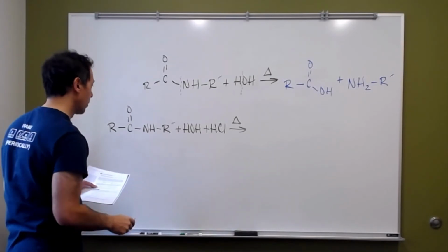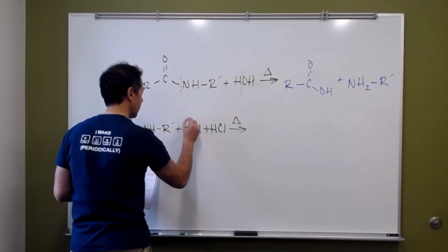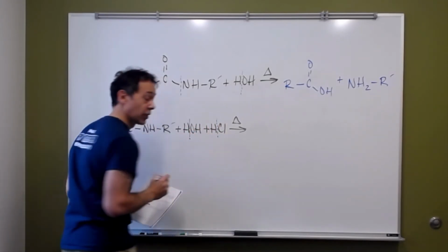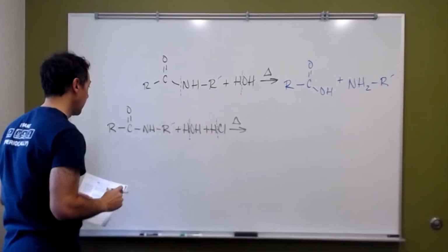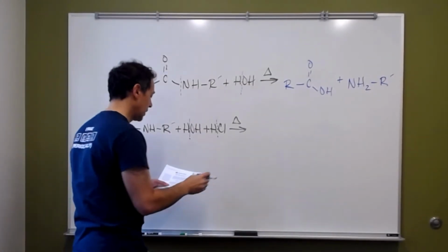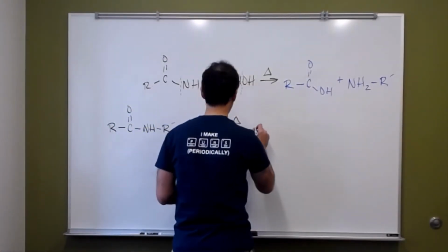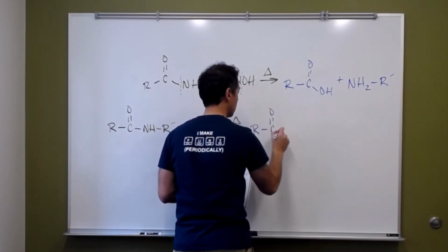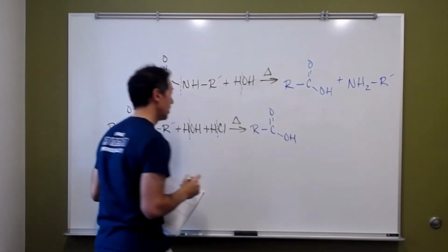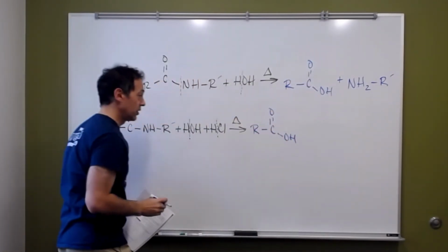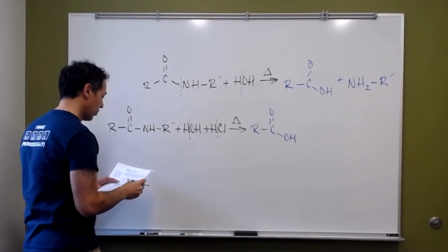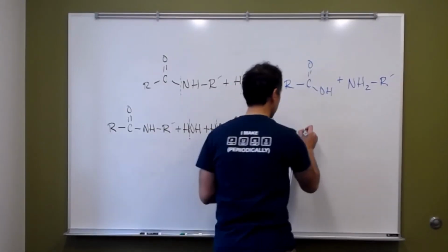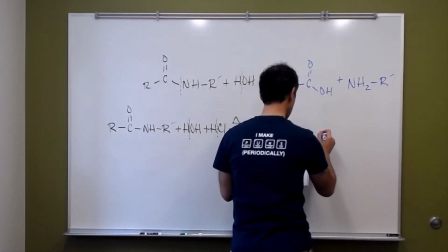Well, we're going to end up splitting our water apart, and we're going to split apart our hydrochloric acid as well. So now in our products, we're going to end up with our carboxylic acid. We'll go R, carbonyl. We've seen this before, right? And then we're going to end up with an amine salt over on the other side.